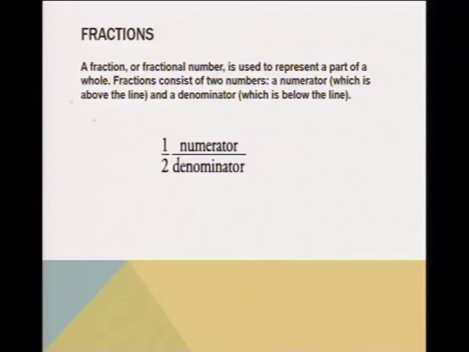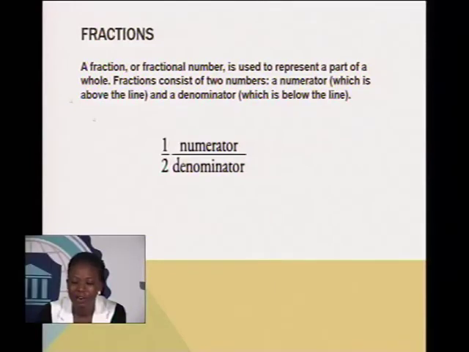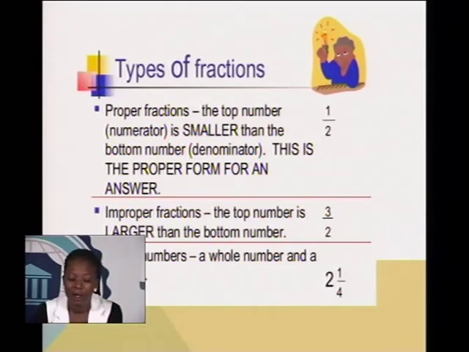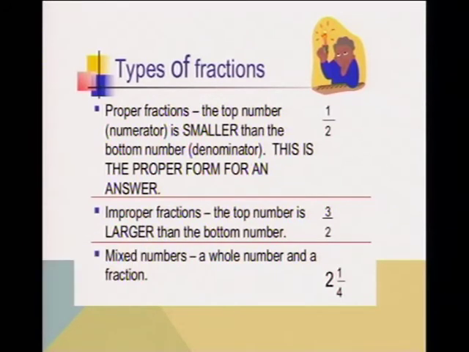Now fractions are used to represent a whole part. A fraction consists of 2 numbers, a numerator and a denominator, and I hope you all know that. The number on top is called the numerator, and the one below is called the denominator. We have types of fractions. There are 3 types. We have proper fractions, improper fractions, and we have mixed numbers.